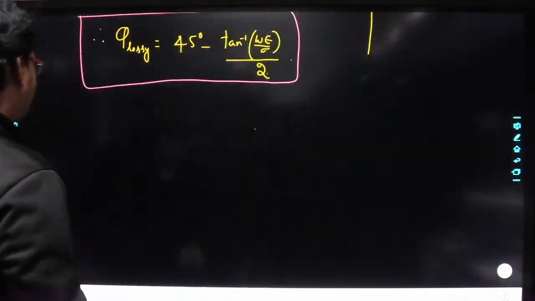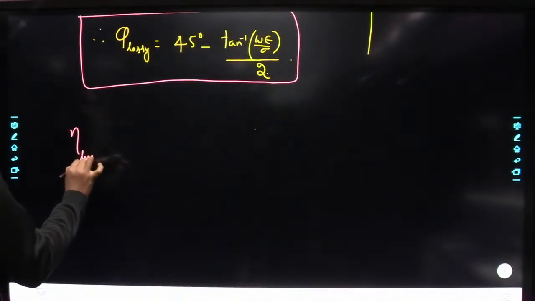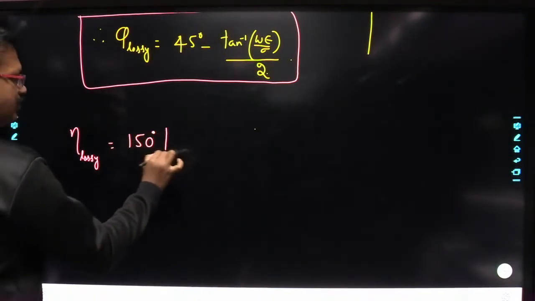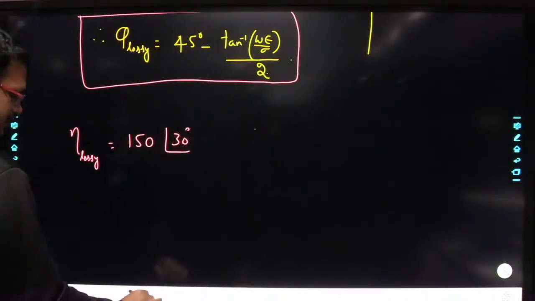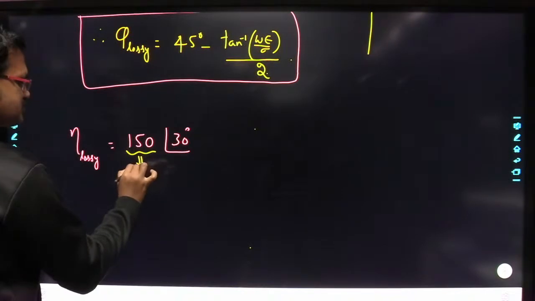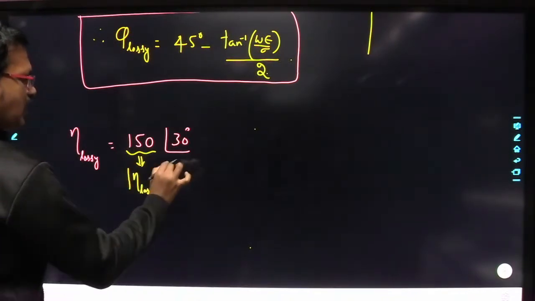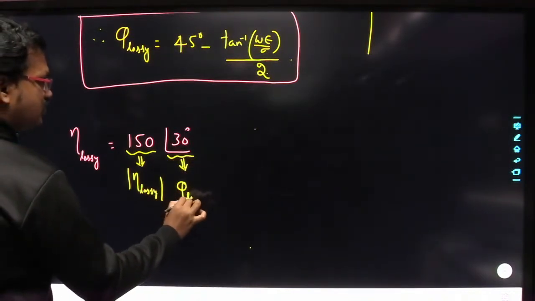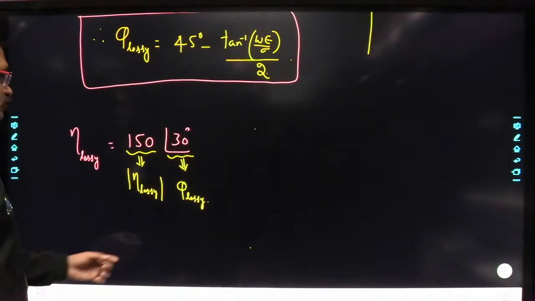Now in the problem, they have given eta lossy as what? They have given 150 at an angle of 30 degrees. So this 150 represents the magnitude of eta lossy, and this 30 degrees will represent phi lossy.